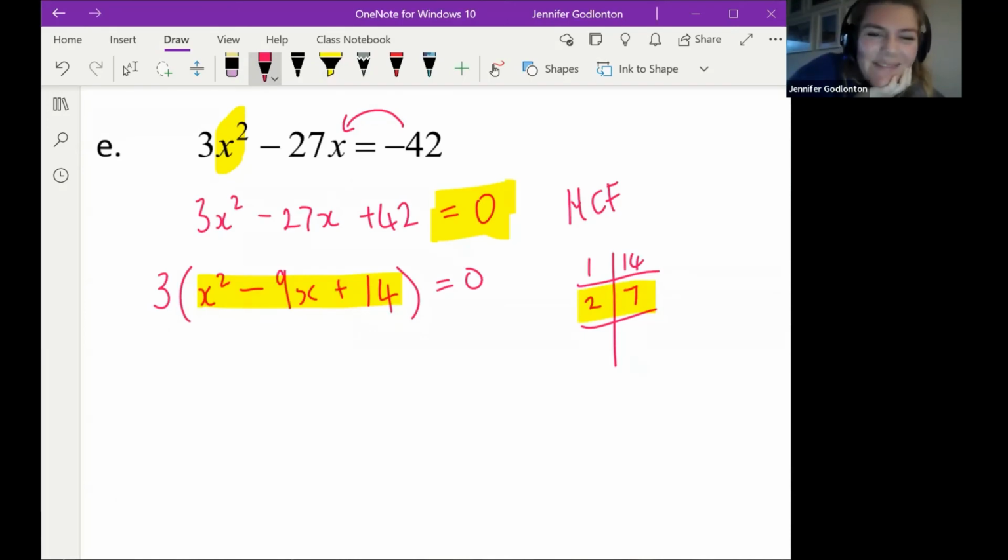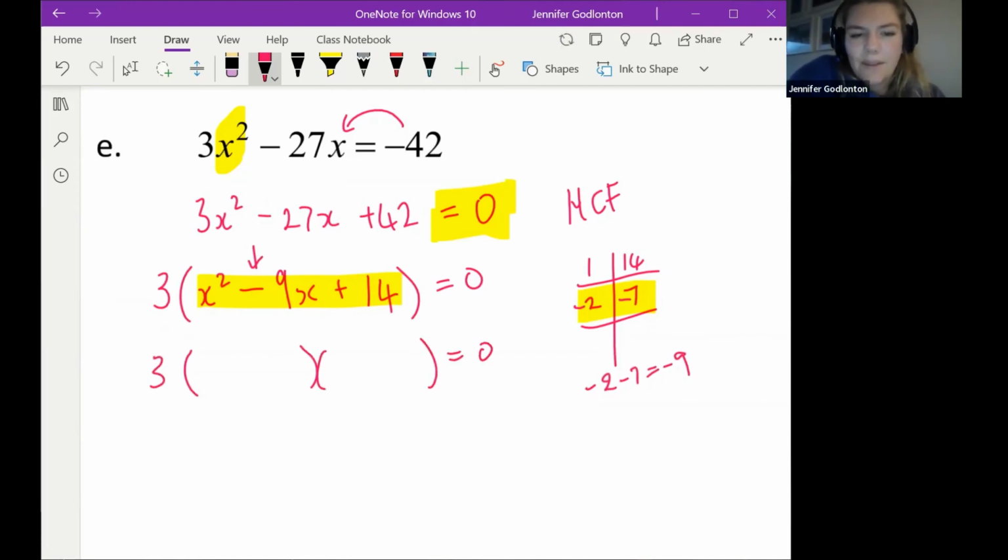Negative 2 and negative 7 is going to give me negative 9. Okay, so tell me what's going to be inside these brackets. Inside the bracket is going to be x minus 2, x minus 7. Beautiful. Okay. Next step. I'm passing on to someone else.